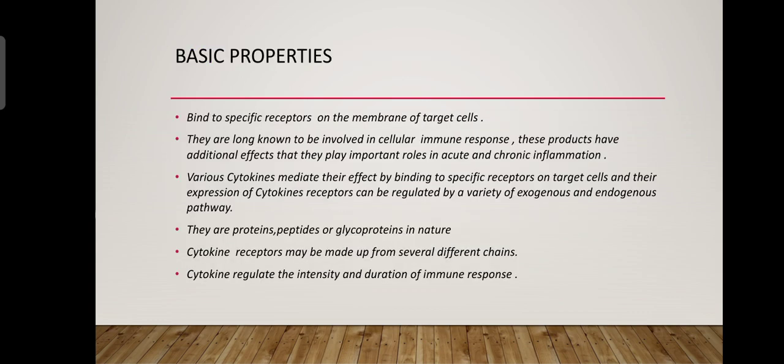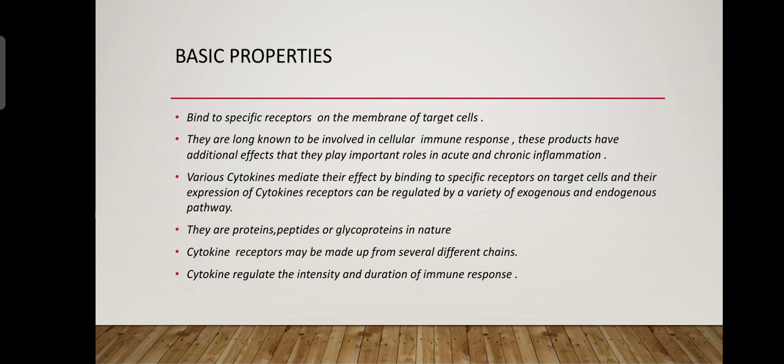Our next property is that cytokines bind to specific receptors present on the membrane of target cells. So we can say that cytokines are target specific. They are long known to be involved in cellular immune response. These products have an additional effect in that they play an important role in acute and chronic inflammation. So cytokines help in cellular immune response as well as in acute and chronic inflammation.